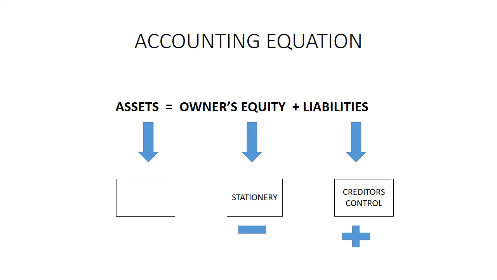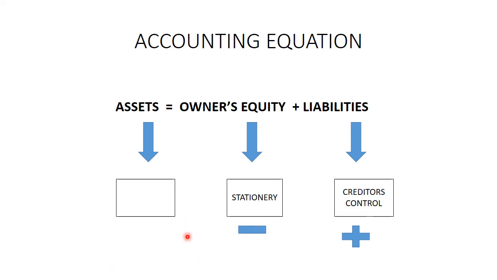So in this case, we are looking at owner's equity versus liabilities. For this accounting equation to be in balance, these two should give us 0 because assets are not affected. Let me explain how this works. For example, we bought stationery on credit. Two accounts are affected, stationery and creditors control. With your stationery, we are referring to an expense account. So your expense account will be debited.